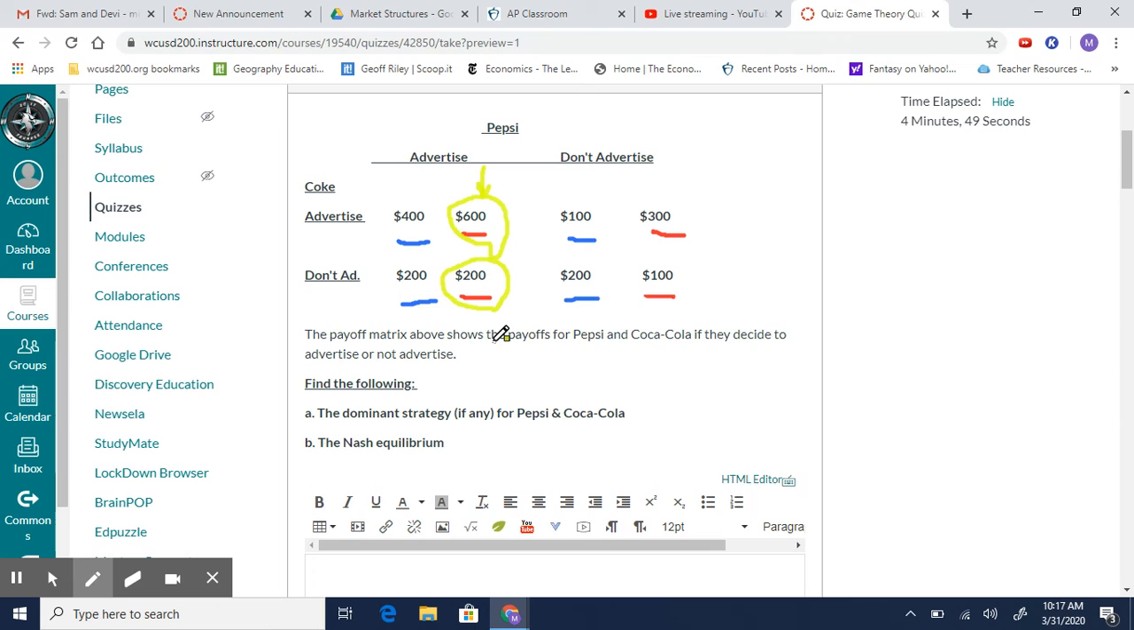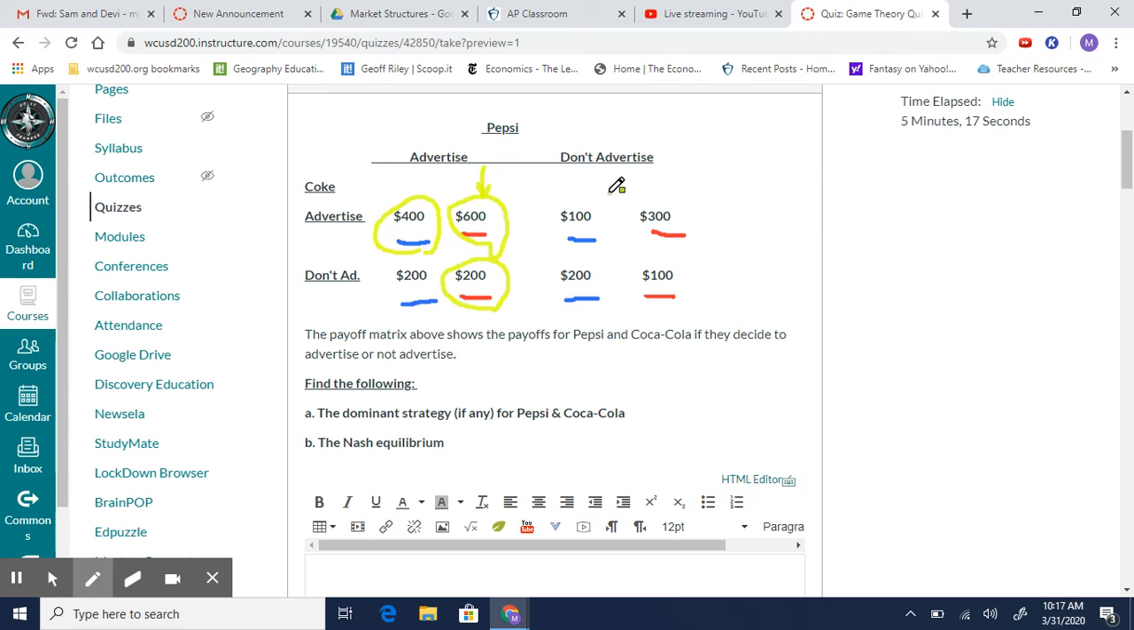They're going to advertise. The dominant strategy means this. Regardless of what Coca-Cola, their main competitor, does, Pepsi's going to advertise. Because no matter what Coke does, this is the best strategy for them. They're going to make the most profit by advertising. Now let's go to the decisions for Coke. If Pepsi were to advertise right here, Coke has 2 choices. They could advertise and make $400 or not advertise and make $200. So they're going to make the $400 choice.